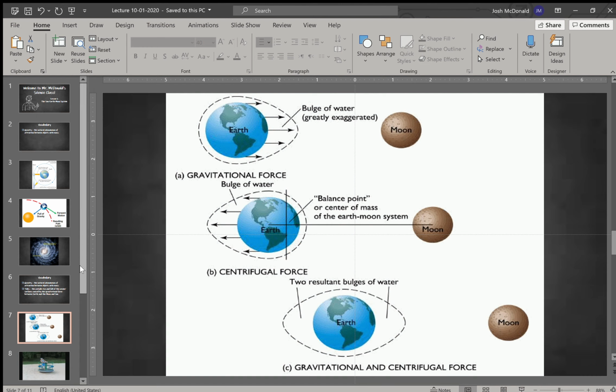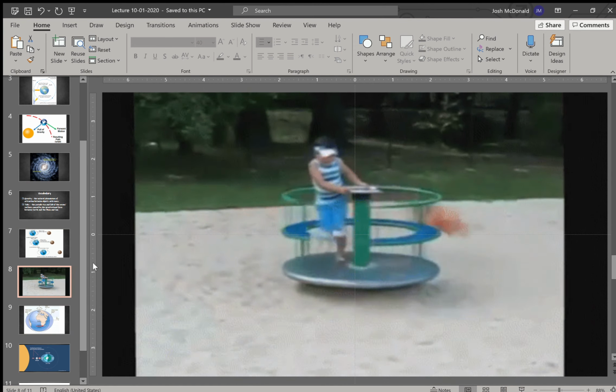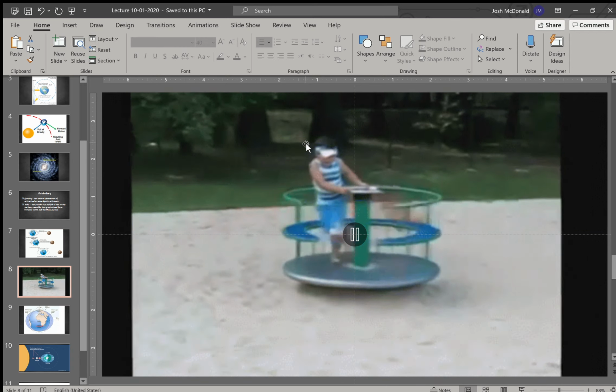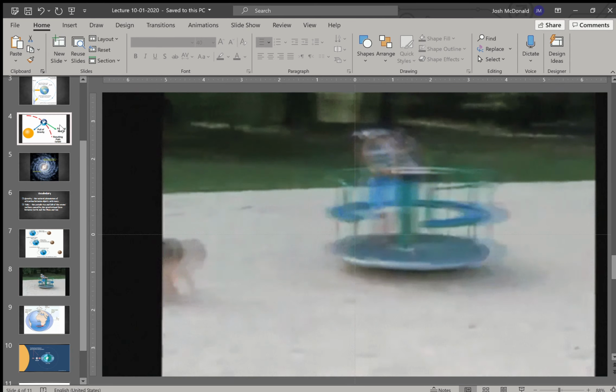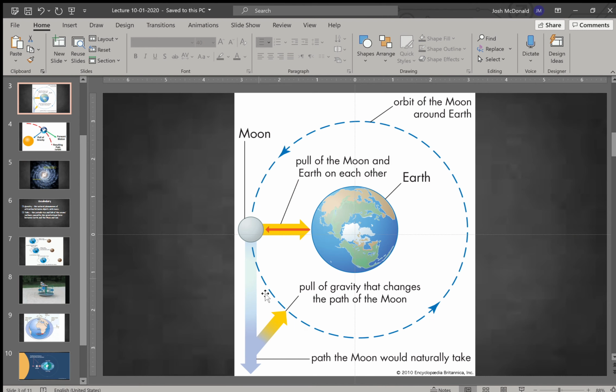So I want to show you an example. Here, watch this kid. See how the kid is spinning around, and the motion of spinning is causing her to fly outward. That is centrifugal force. That is the same as what is happening here. As we go around, we tend to pull away. Same that's happening here. As the moon goes around, it tends to pull away. That's inertia.